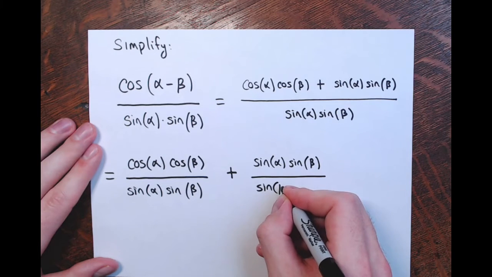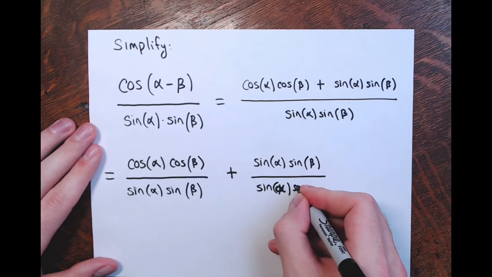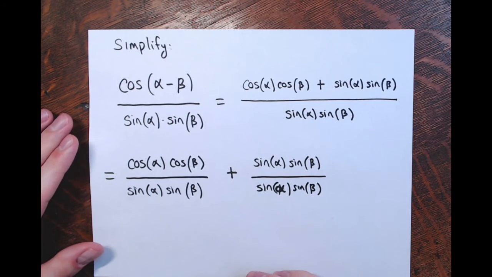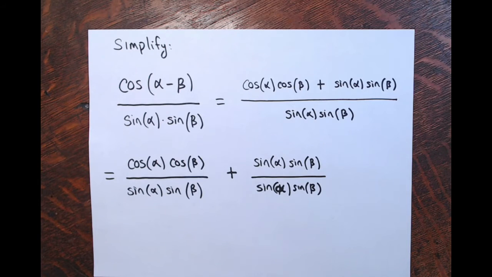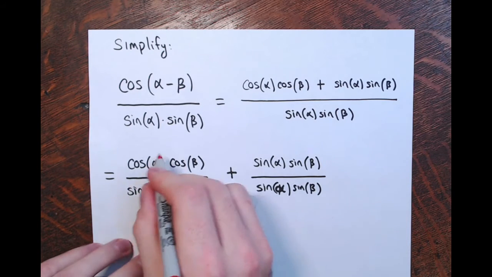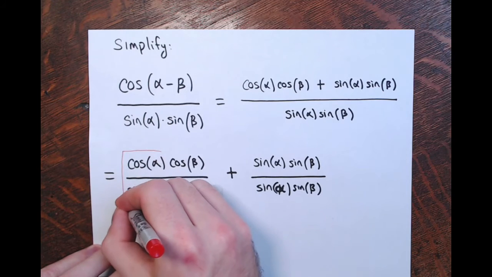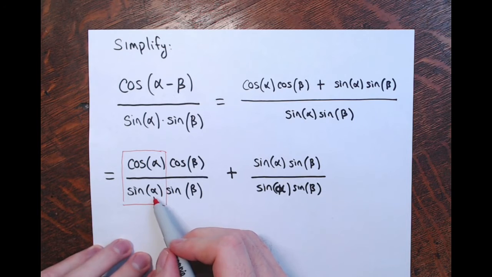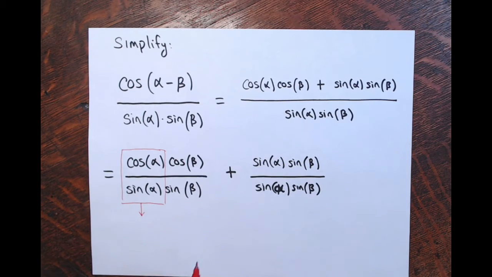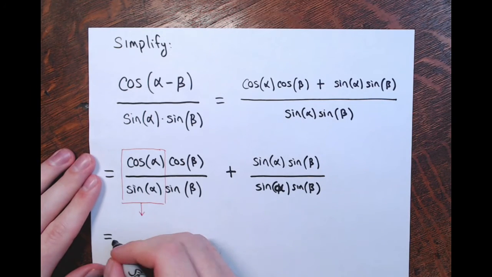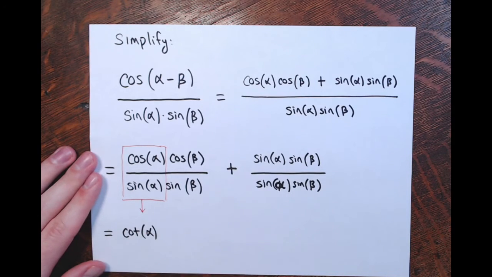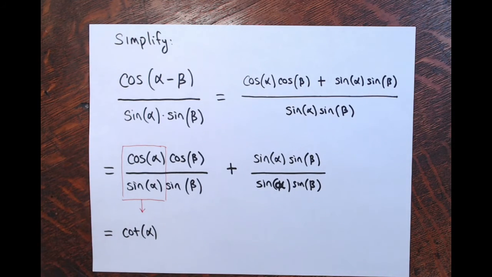All right, sine alpha, sorry, sine beta. And then we'll do some rewriting and simplifying here. Now one thing I'm noticing, this first term, you have a factor of cosine alpha in the numerator and a factor of sine alpha in the denominator. Remember how that can be rewritten. The cosine of alpha over the sine of alpha, that's the cotangent of alpha. Remember, one of those quotient identities.